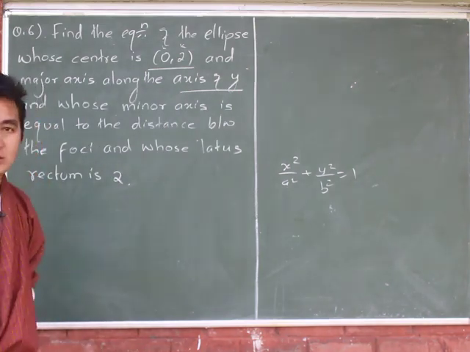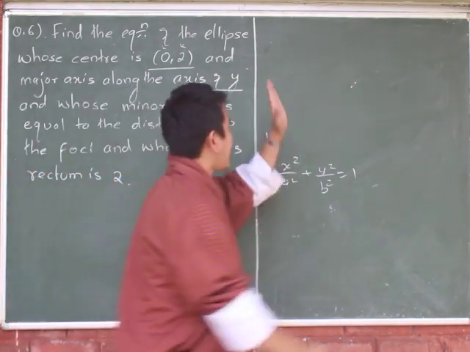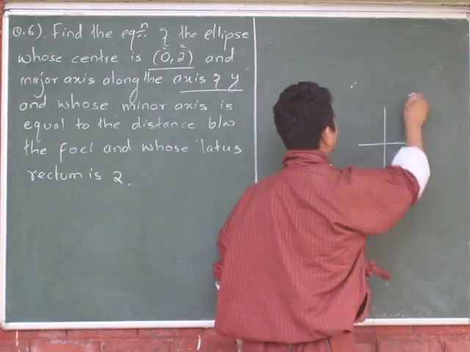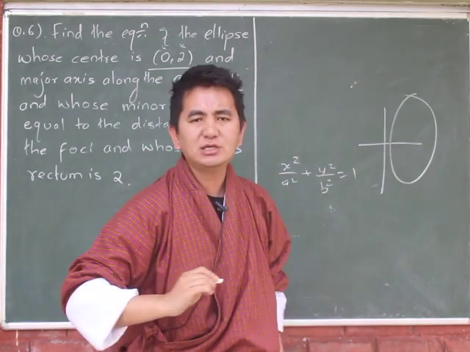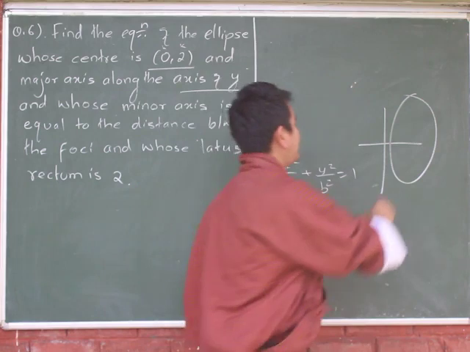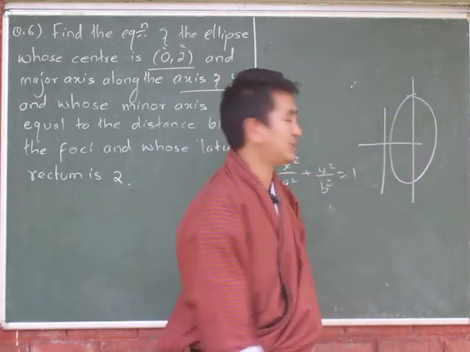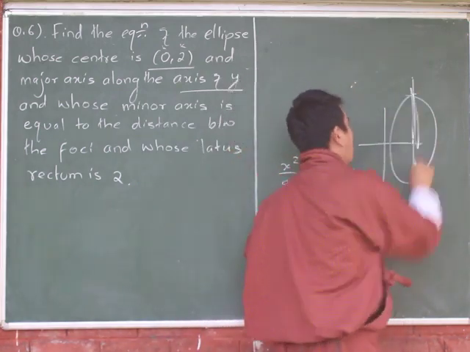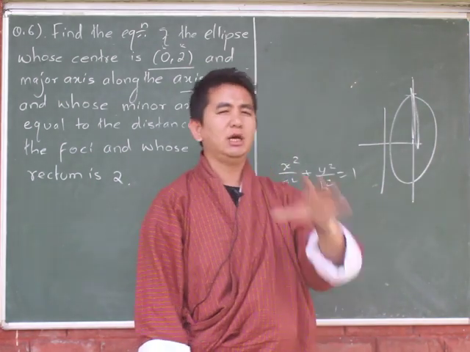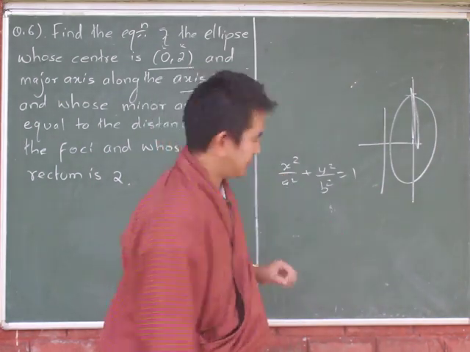Whose major axis is along the axis of y means we can clearly see this is a vertical ellipse, because the major axis is along the y axis. So we can clearly see this is a vertical ellipse.